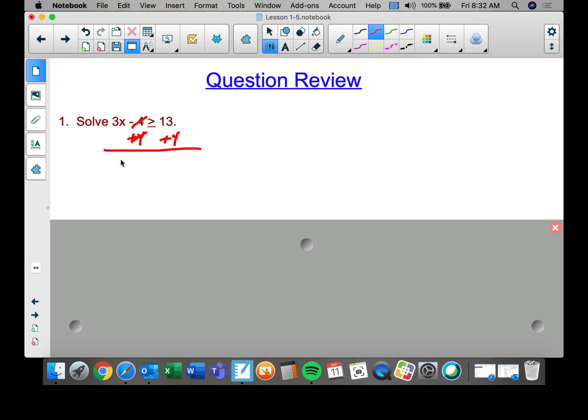Those will cancel, and therefore we end up with 3x greater than or equal to 17 in this case. Then just like normally, we would divide both sides by 3, and you end up with x greater than or equal to 17 thirds. And there's your answer for that first one. You can leave it as 17 thirds. If you want, you could change it into 5 2/3. If you wanted to write it as 5.6 repeating, that's fine.